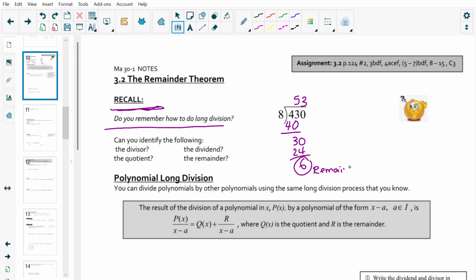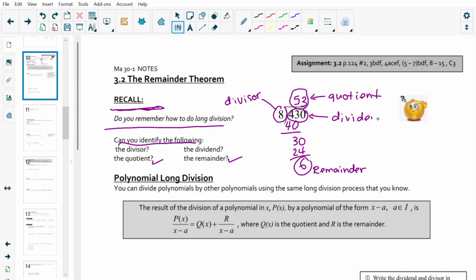Nomenclature. This is your remainder. Remember this, right? Can you identify the following? We know the remainder, that's what's left over. Quotient, we know that's the result of division, so this is your quotient. What's the divisor? What's the dividend? The divisor is what is doing the dividing. We wouldn't be doing dividing without this 8, so this is your divisor. And therefore, this 430, that is your dividend. There you go.